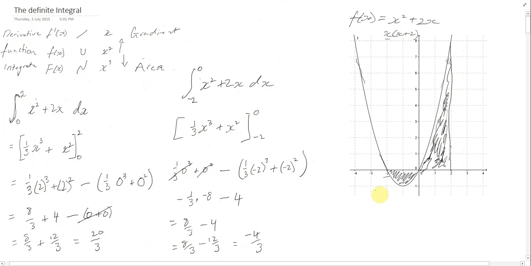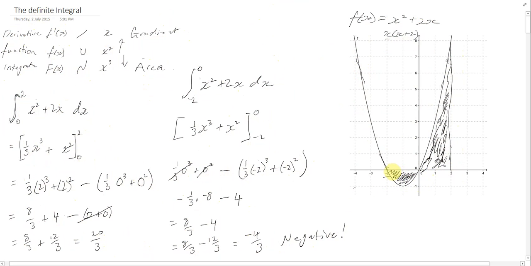So the area in here is -4 on 3. So you can see that this result is in fact negative. And that's because it's below the x-axis. So whenever it's below the x-axis, you're going to get a negative result for the area.